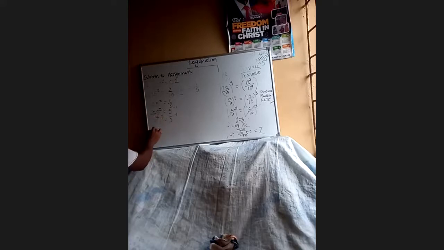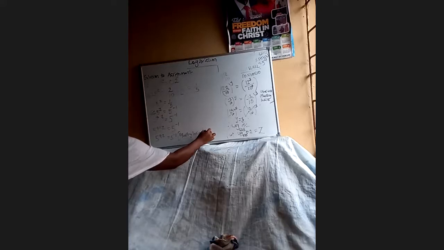So when we open our brackets, we have 5 raised to power 4 times z is equal to 5 raised to power minus 1. So we have this as 5 raised to power 4z is equal to 5 raised to power minus 1. So when we equate indices, or equal bases, we have 5 raised to power 4z is equal to 5 raised to power minus 1. 5 cancel 5.